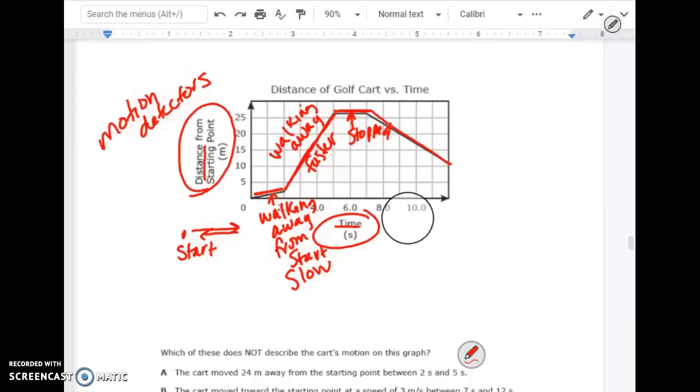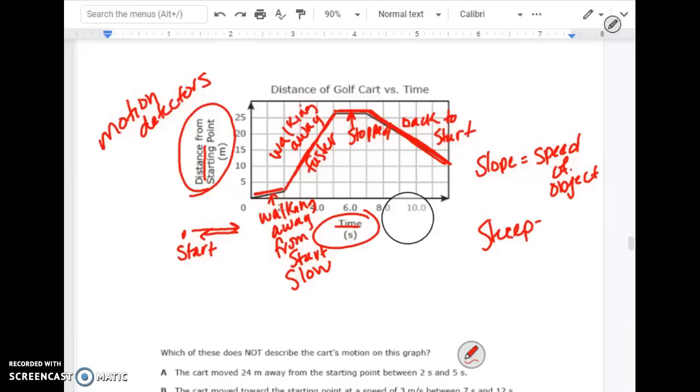And then, of course, a downward angled line is going to be moving back towards the start. Back to start. So the slope gives the speed of the object. Steep is fast.